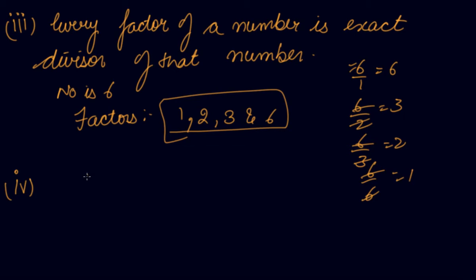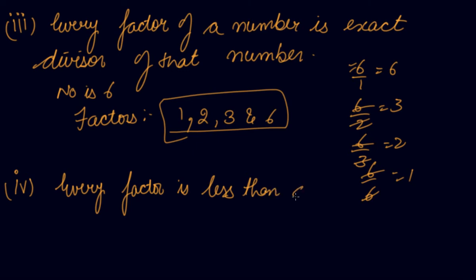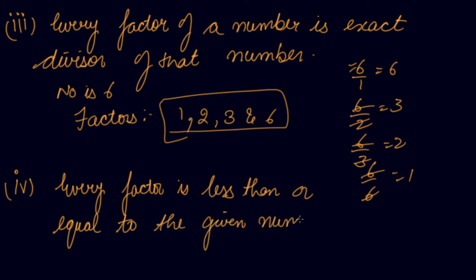Fourth, every factor is less than or equal to the given number. 6 is the number, so one factor is 6, which is equal to it, and the rest of the factors are smaller than 6. So every factor is less than or equal to the given number.